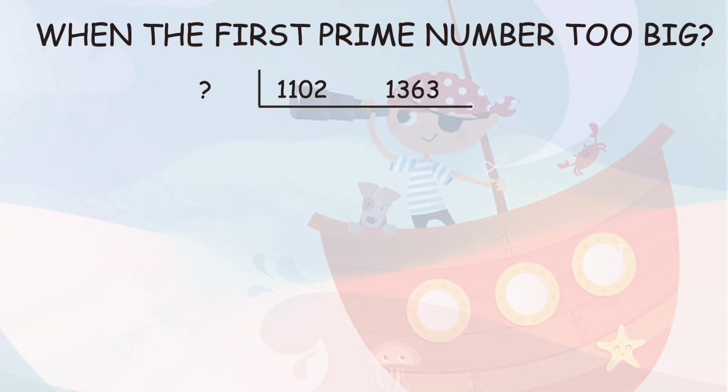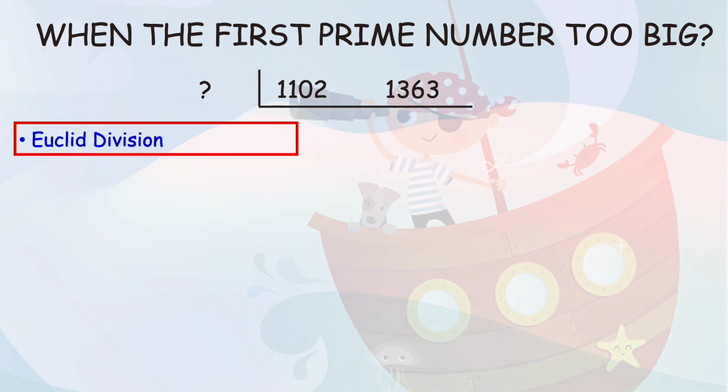Prime factorization works quite well when two or more numbers have many small prime factors. However, when the numbers are large and the smallest common divisor is also large, this method becomes inefficient. For example, here, 1102 and 1363. Which one is the smallest possible prime common factor? Can you see that? In this case, Euclidean division is an excellent tool to solve this problem.